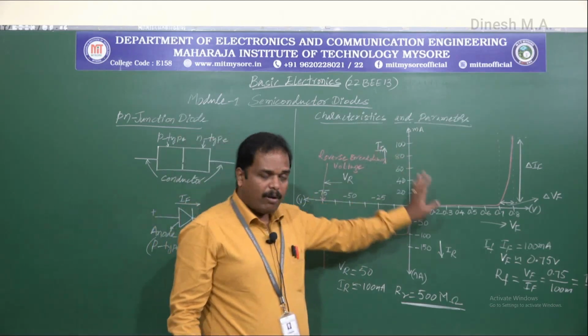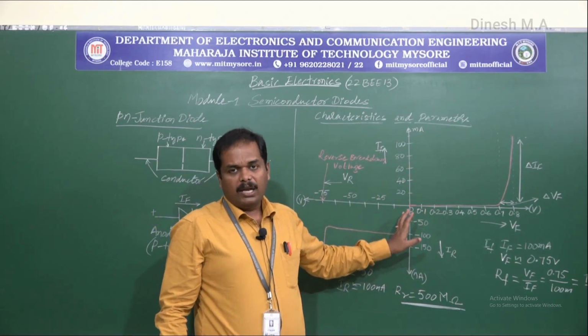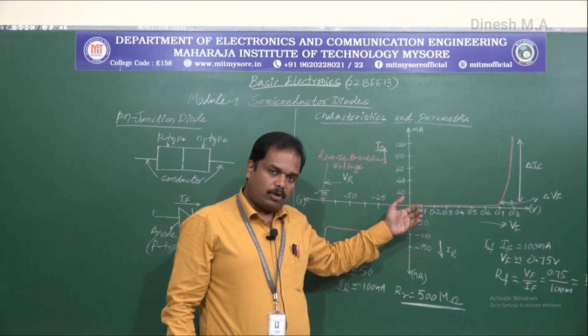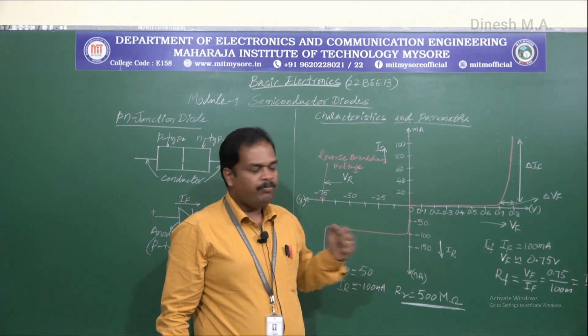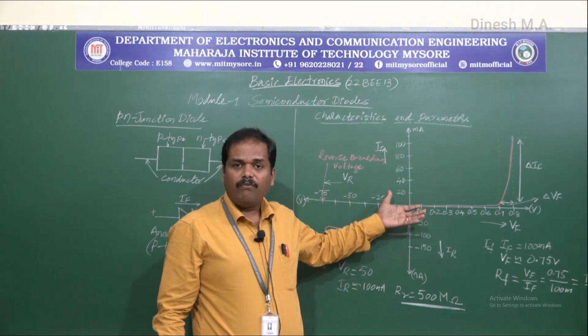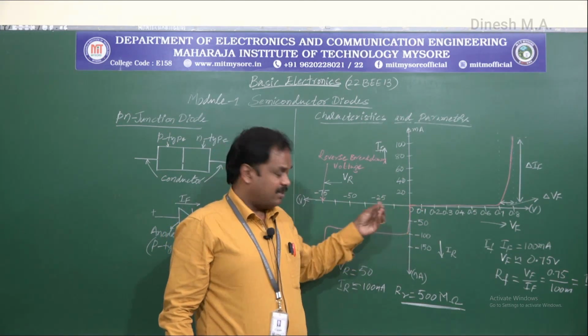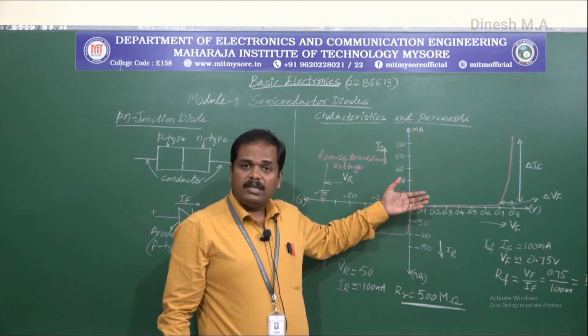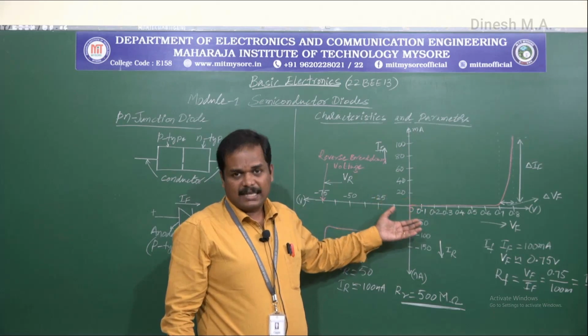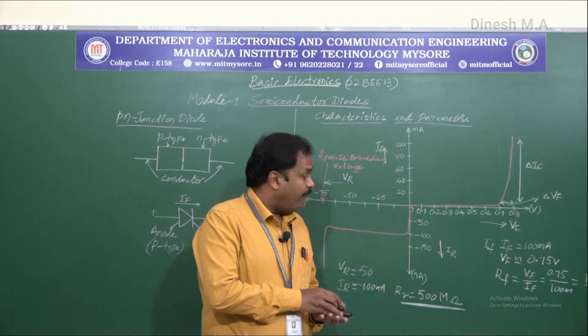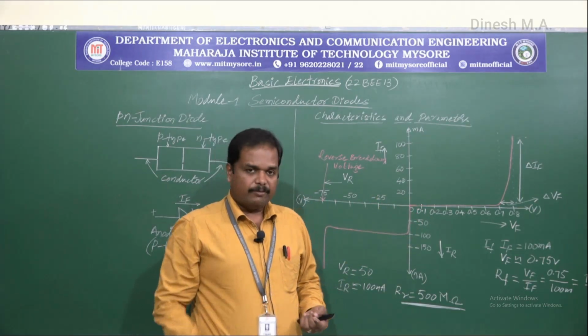So this is about the silicon diode. Now another type of semiconductor diode available is germanium, where the characteristic of the germanium diode is similar to the characteristic of a silicon diode, but the values will be varied.